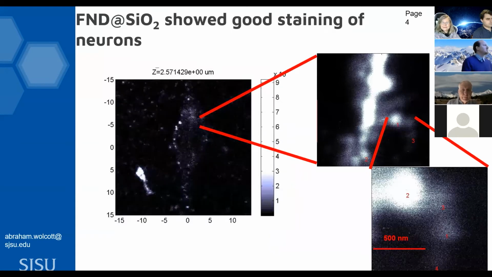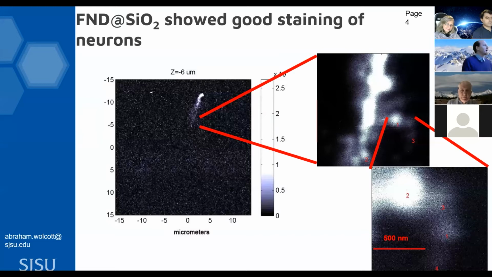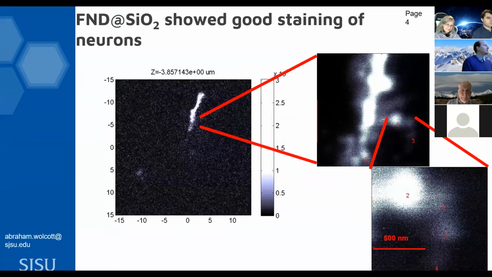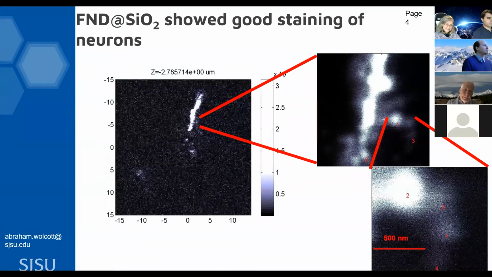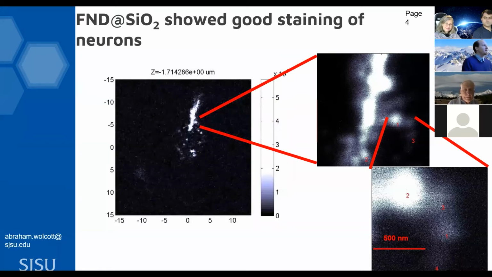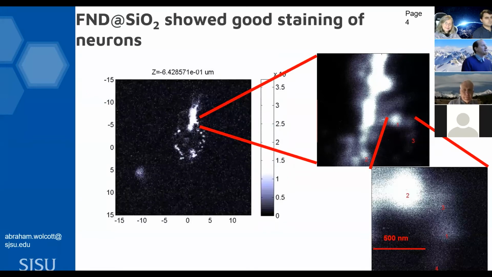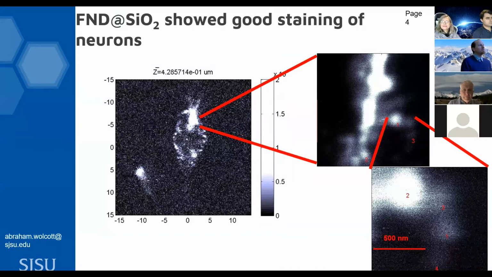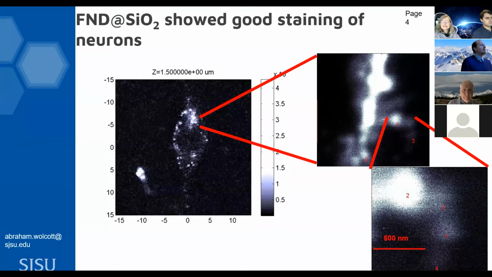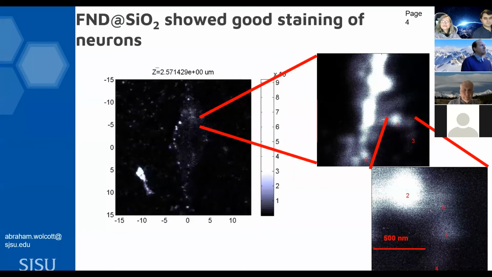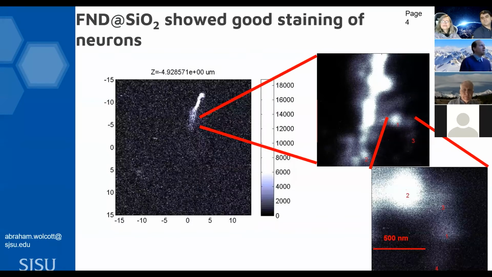And what you can see is that the diamond is going up the axon and then into what's known as the axon hillock, which is right before the neuron body. And then you'll notice that the diamond itself did not penetrate or was not endocytosed by the neuron, which we found to happen before.